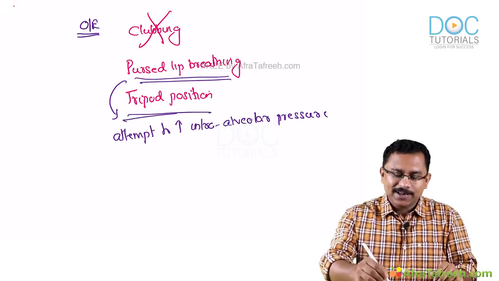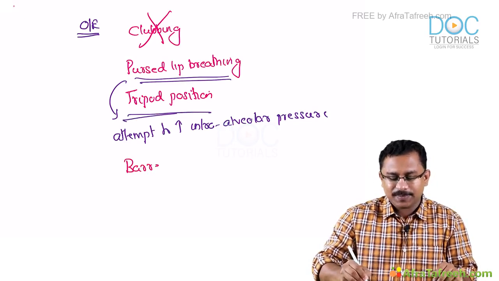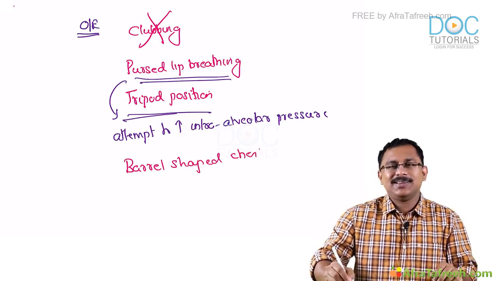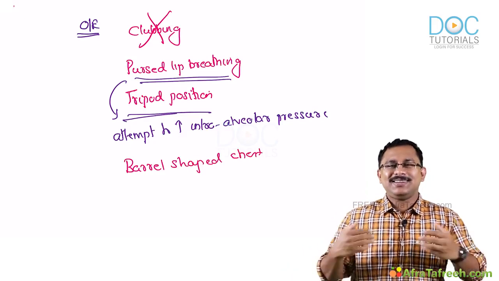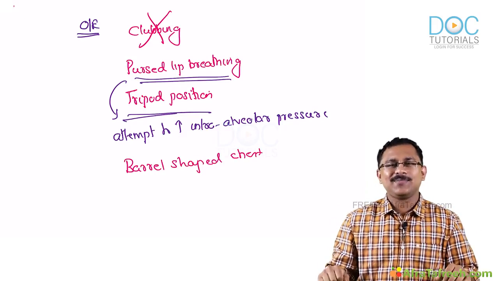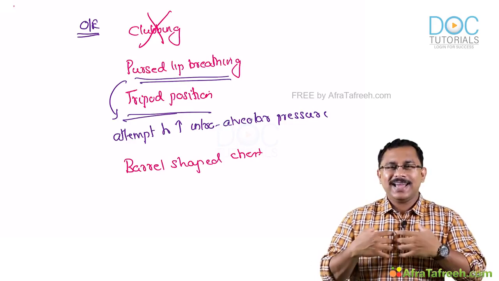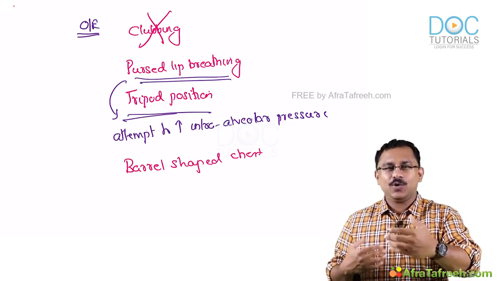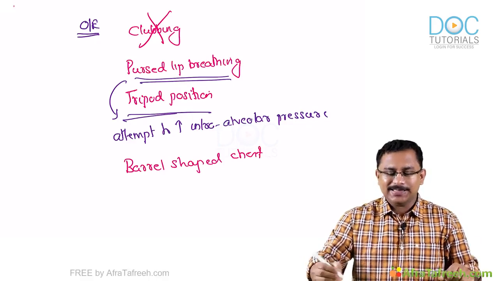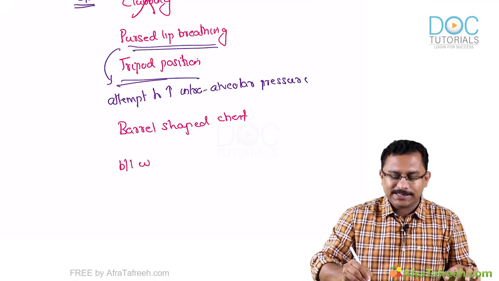And on inspection, you will very well appreciate that this person has a barrel-shaped chest. What is this barrel-shaped chest? Normally, the transverse chest diameter is more than the anteroposterior diameter. But in case of COPD, the anteroposterior diameter is equal to or maybe more than the transverse diameter. So you will get a barrel-shaped chest.